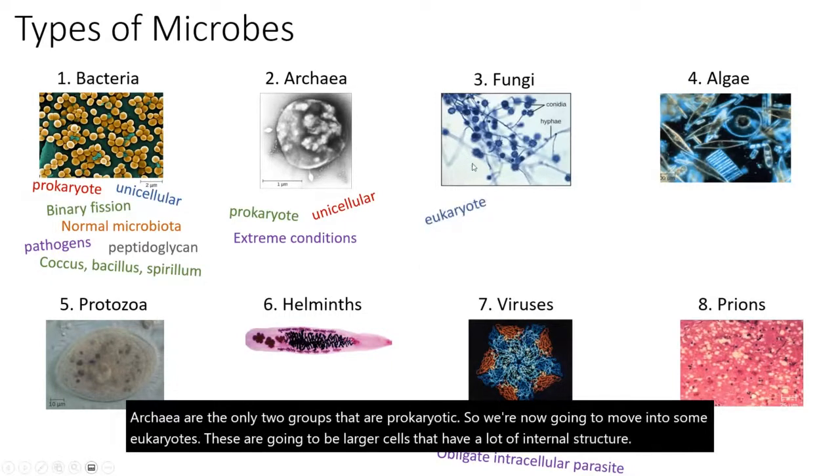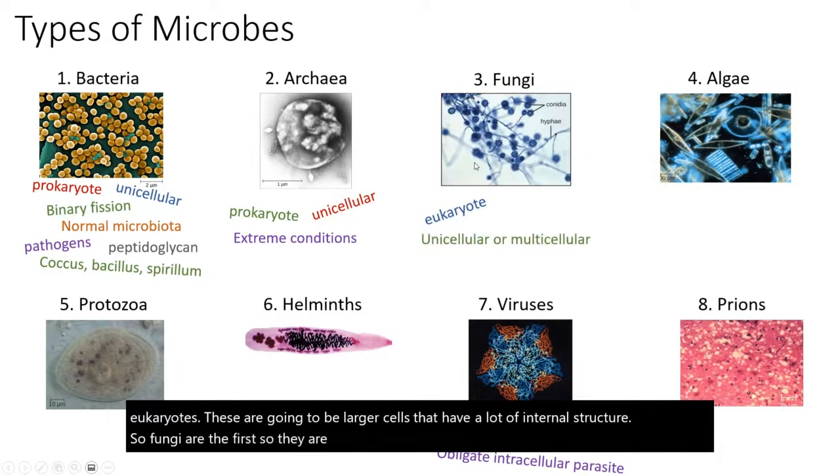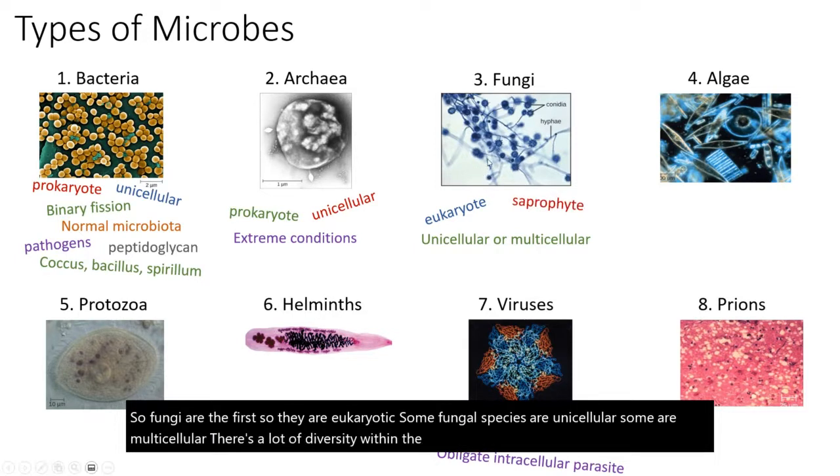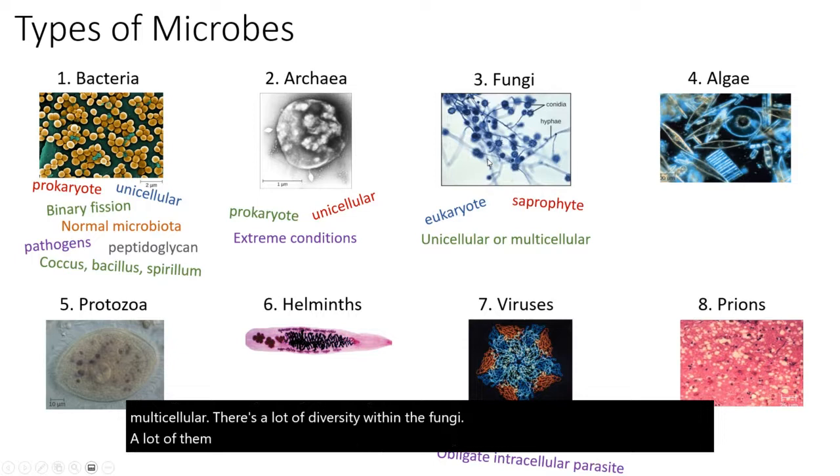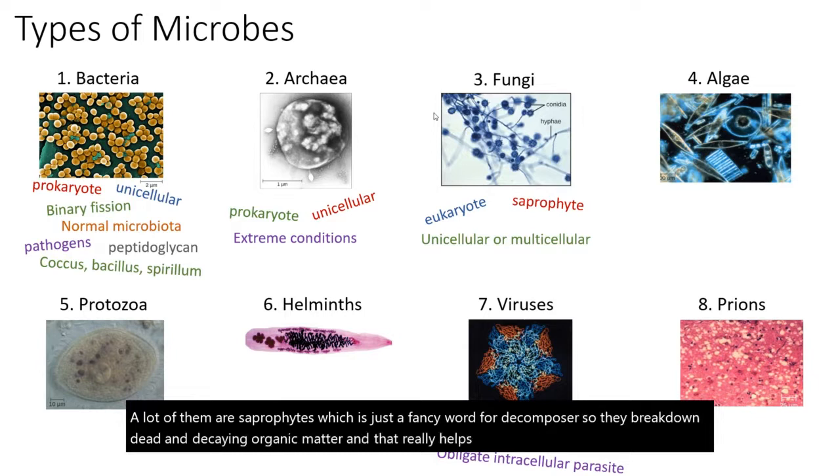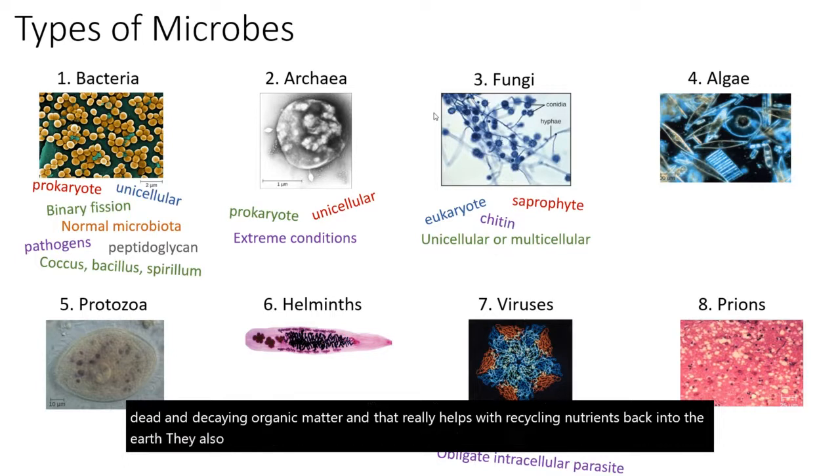So fungi are the first, so they're eukaryotic. Some fungal species are unicellular, some are multicellular. There's a lot of diversity within the fungi. A lot of them are saprophytes, which is just a fancy word for decomposers. So they break down dead and decaying organic matter, and that really helps with recycling nutrients back into the earth. They also have a cell wall that is made up of chitin.